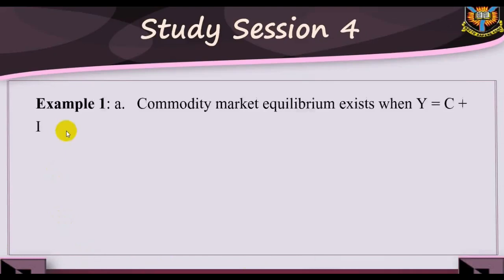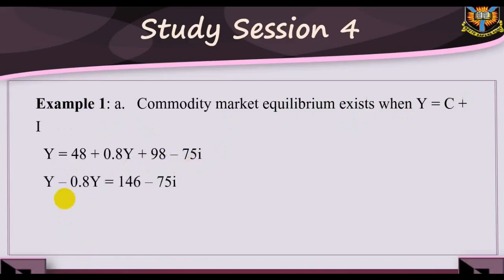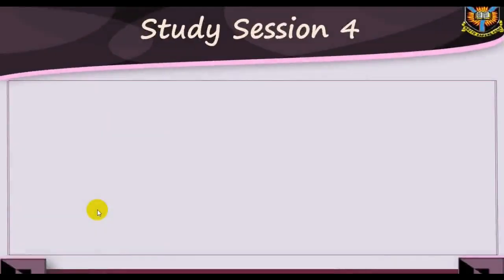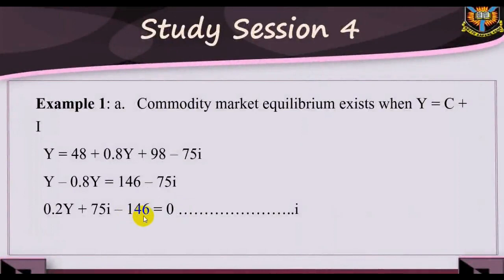Solution. A. Commodity market equilibrium exists when Y equals C plus I. Y equals 48 plus 0.8Y plus 98 minus 75i. Y minus 0.8Y equals 146 minus 75i. 0.2Y plus 75i minus 146 equals 0, as equation 1.